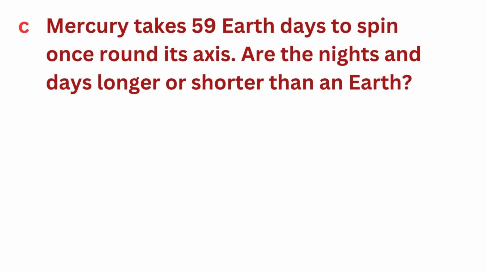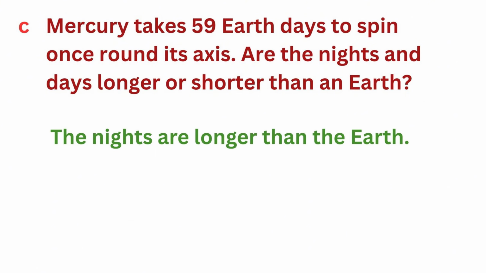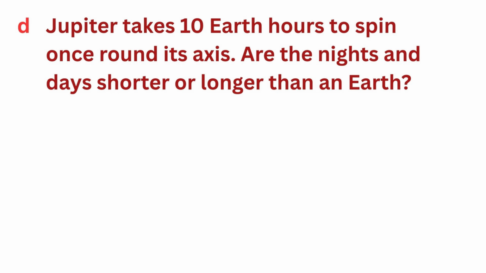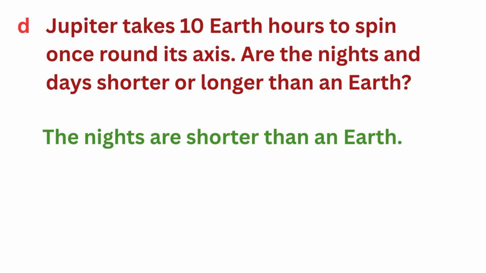C. Mercury takes 59 Earth days to spin once round its axis. Are the nights and days longer or shorter than on Earth? So, the nights and days are longer than on Earth. D. Jupiter takes 10 hours to spin once round its axis. Are the nights and days shorter or longer than on Earth? The nights and days are shorter than on Earth.